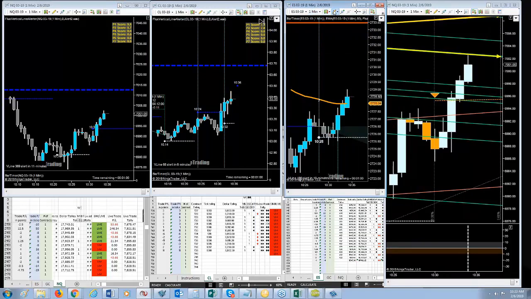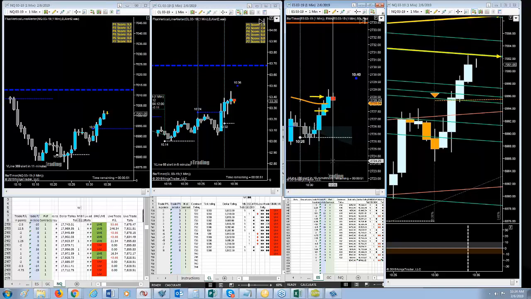Okay, on the ES, you have permission to take a crossover signal here, stop below the crossover candle. No way to know for sure which way it's going to go. All we can do is follow the rules if that's your rule.